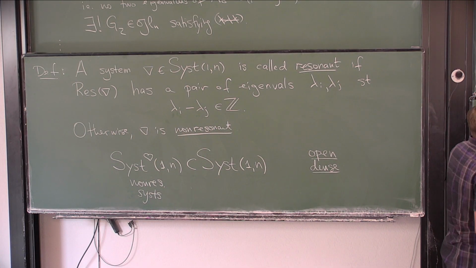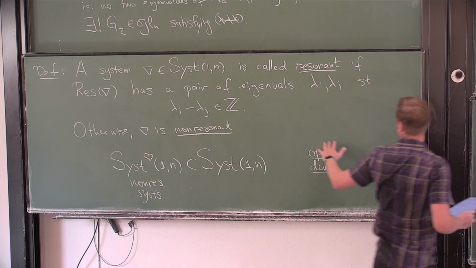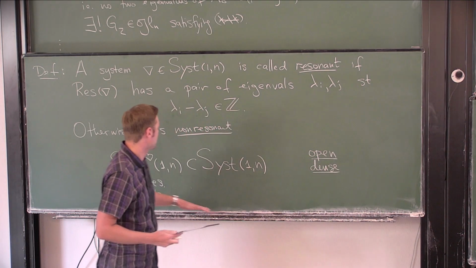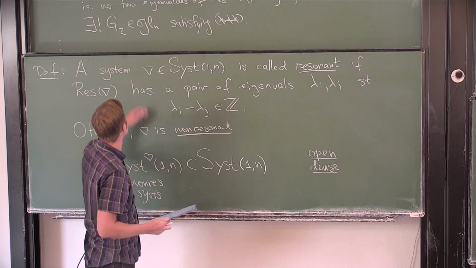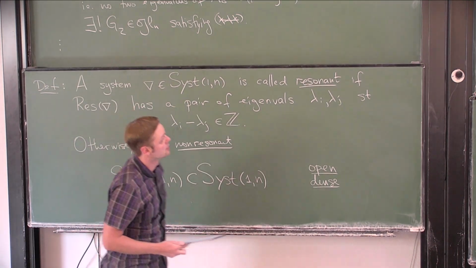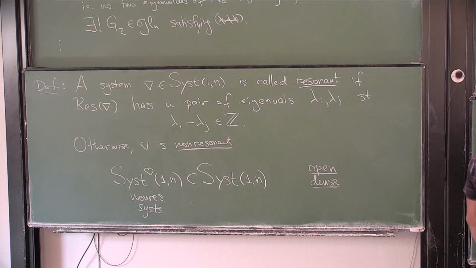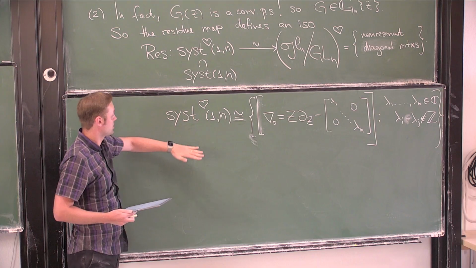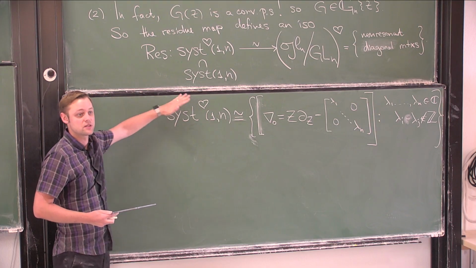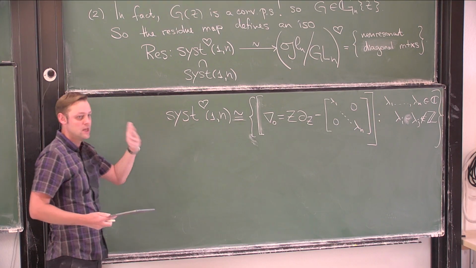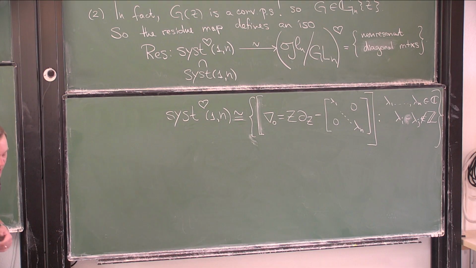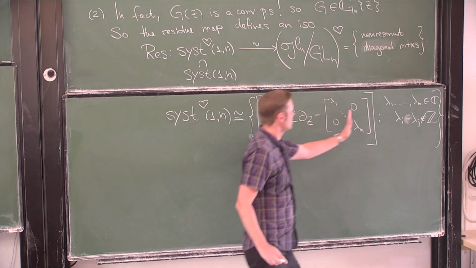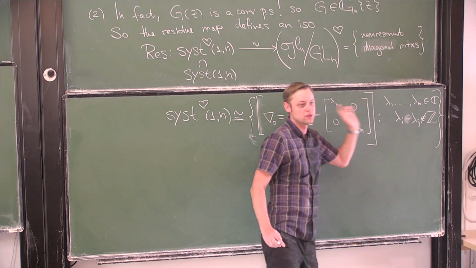So this gives you a very, very concrete description of an open dense subset of this moduli space. Once you start getting out of this open dense subset and looking at the strata where you have some resonance, then it becomes a little bit more complicated, but the style is the same. You basically need to add correction terms at higher and higher orders of Z.